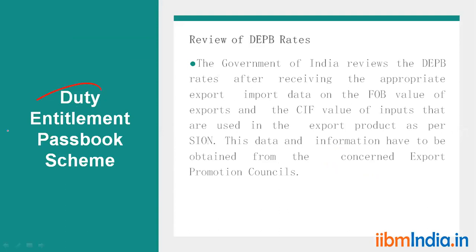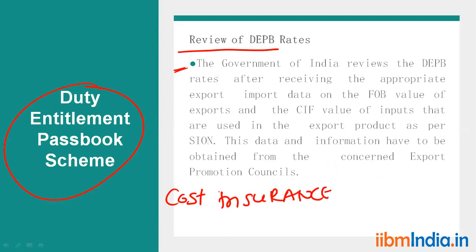Now, duty entitlement passbook scheme, review of DEPB rate. The Government of India reviews the DEPB rate after receiving the appropriate export-import data on the FOB value of export and the CIF value of input. Again, I'm just telling you, CIF stands for cost, insurance, and freight.